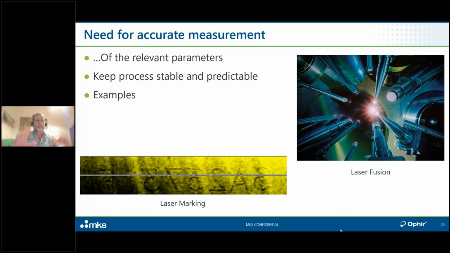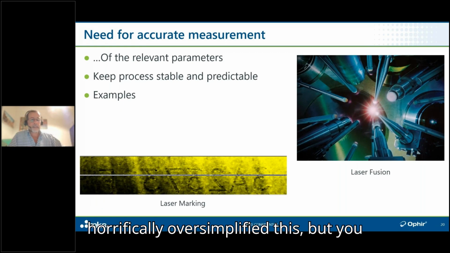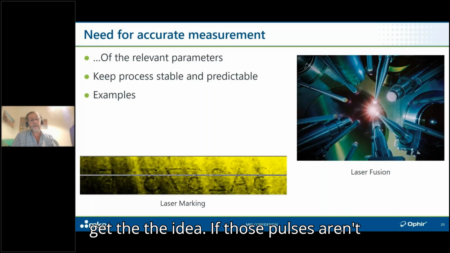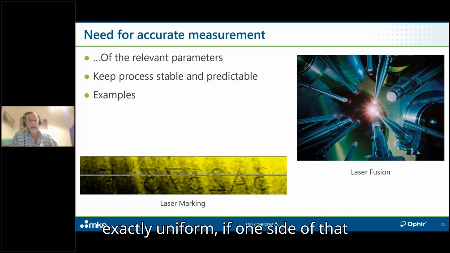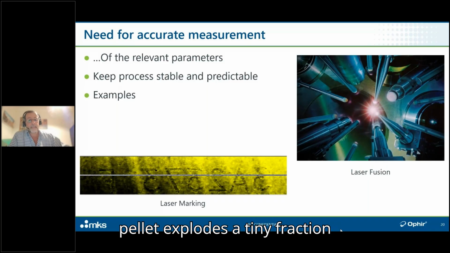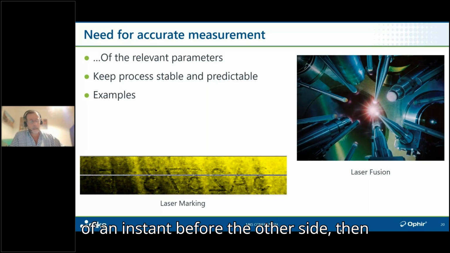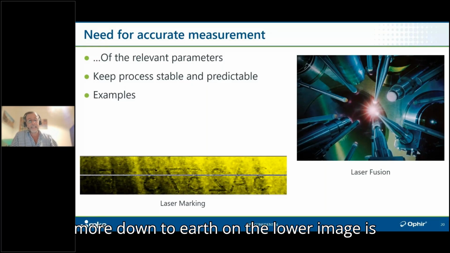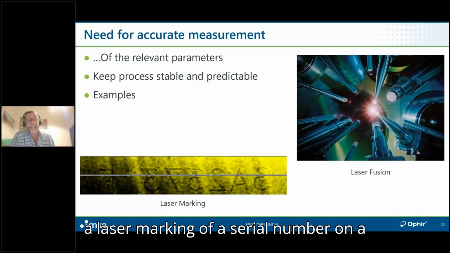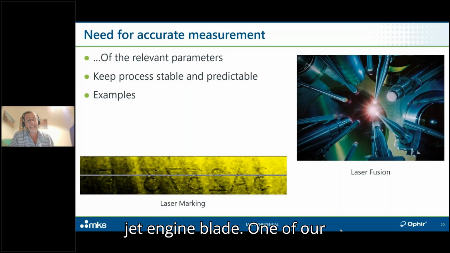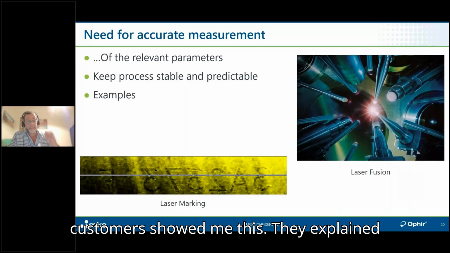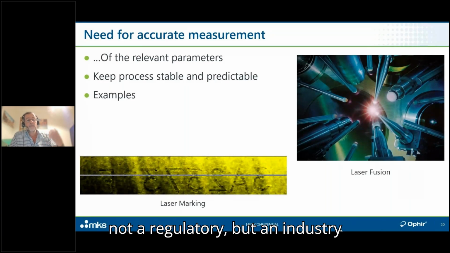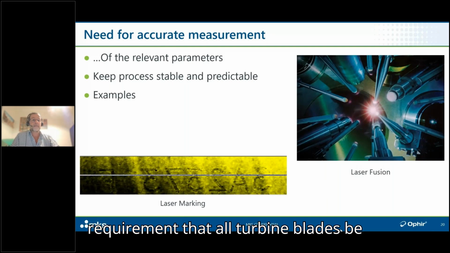A little bit more down to earth, on the lower image is a laser marking of a serial number on a jet engine blade. One of our customers showed me this. They explained that there is an industry requirement, not a regulatory one, that all turbine blades be marked with a serial number in case, God forbid, some accident is traced to a faulty blade. And they want to locate every jet engine on the planet that has in it a blade that was produced on that same machine on the same day during the same shift, so that they can do preemptive maintenance.